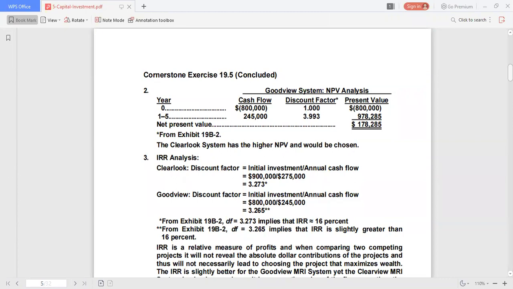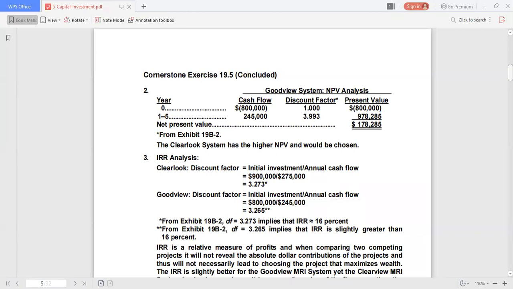So the discount factor, that's the present value of 1 in arrears at 8% for 5 years. So we now get 978,285, the NPV of 178,285. That's now your NPV for the second project. The Clearbook system has the higher NPV and would be chosen.